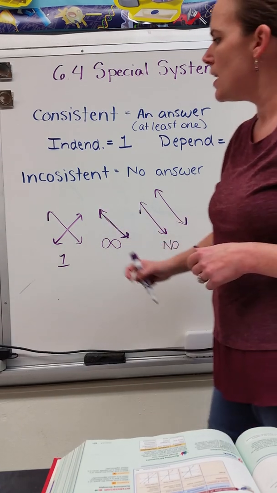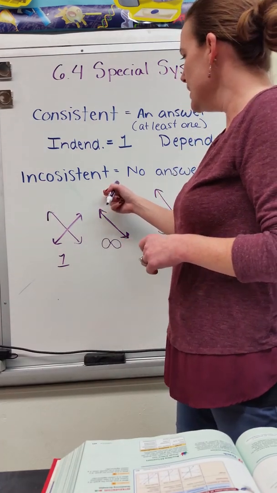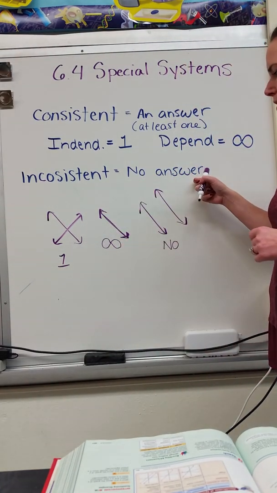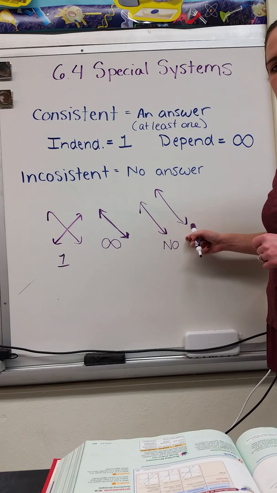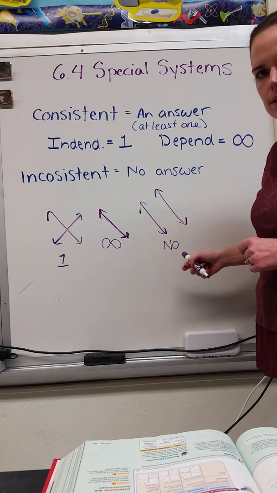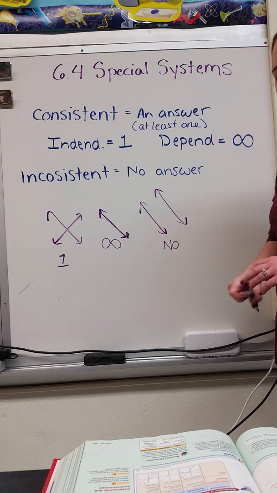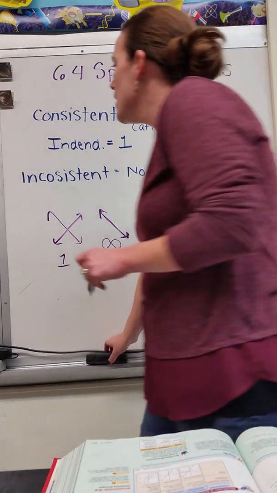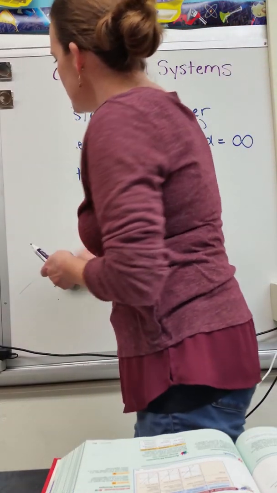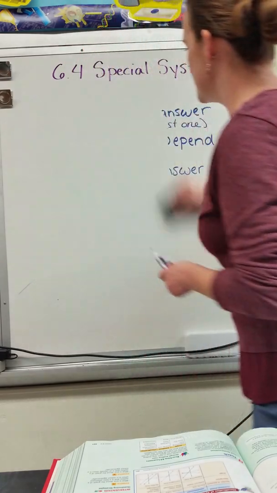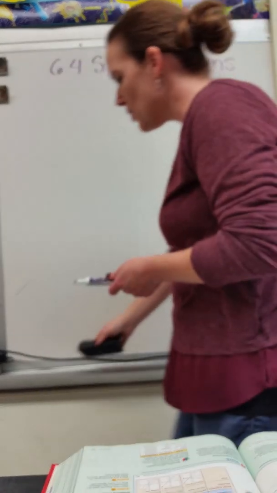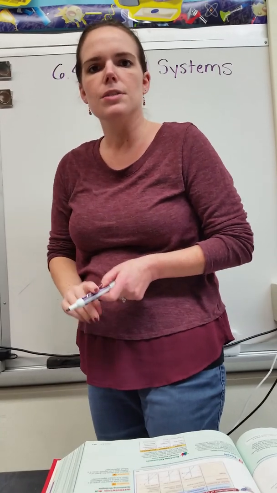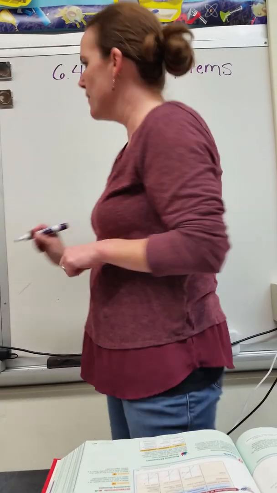The other thing is inconsistent. Inconsistent means there's no answer, and when there's no answer, you're talking about parallel lines. So these are the things that can happen with solving any system. When you're asked to determine if a system is consistent or inconsistent, there's basically two approaches.